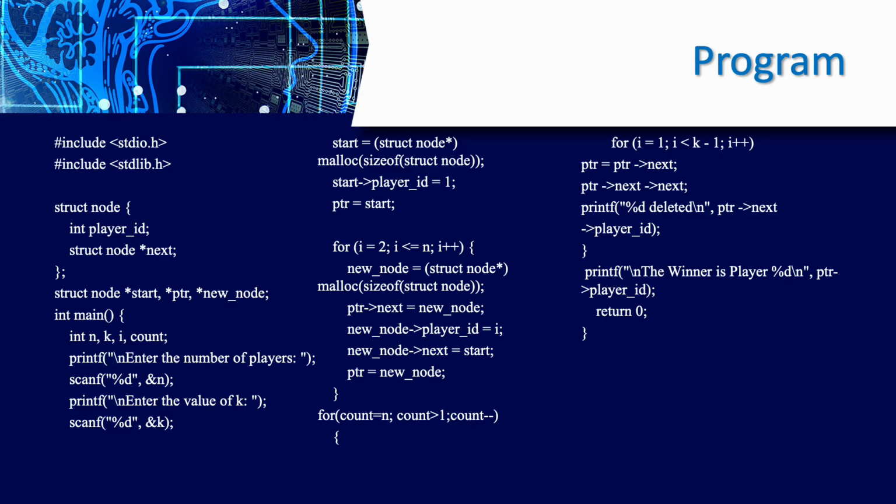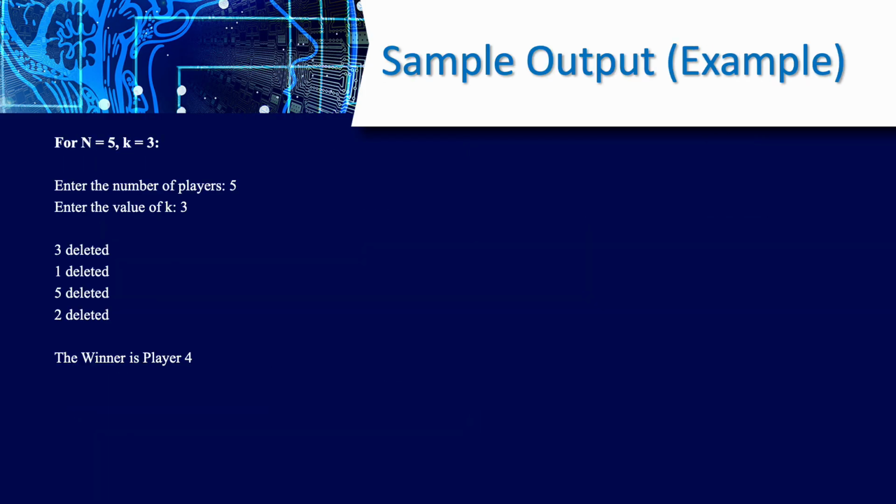And you know our intention is to find out the winner, I mean the survivor. So the winner is the ptr of player ID, and return 0. So this is the program to find the winner, that means the survivor from the first 5 persons.